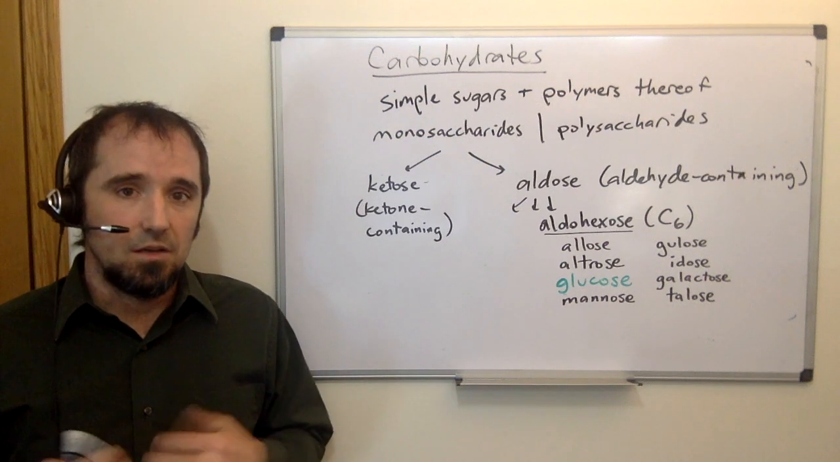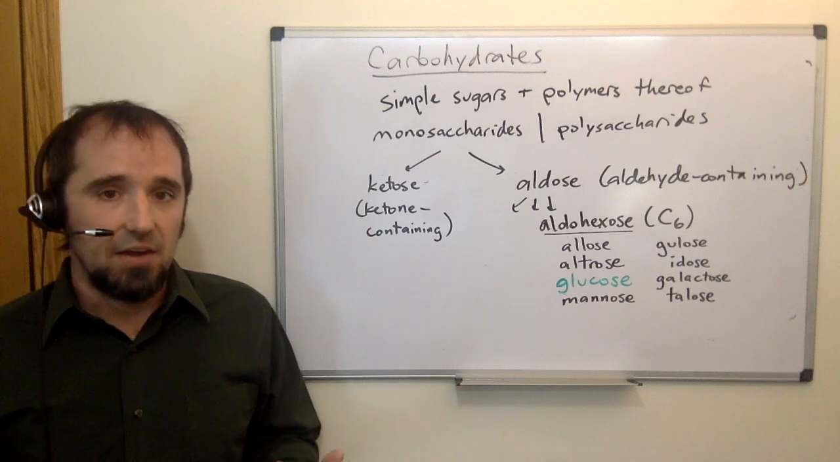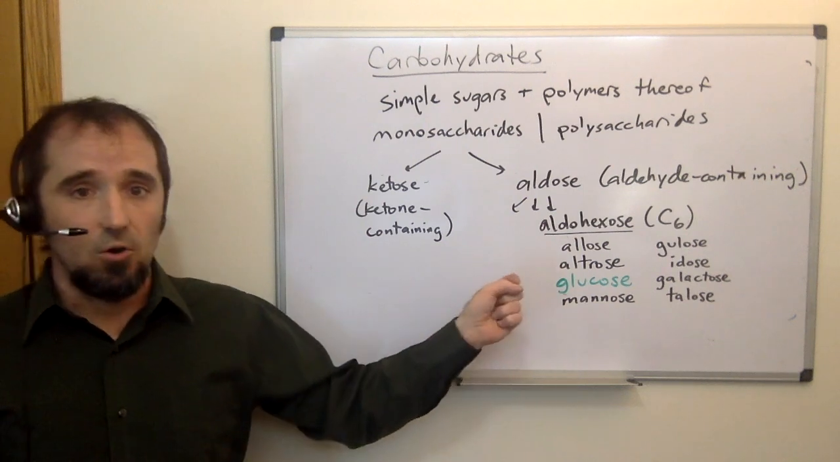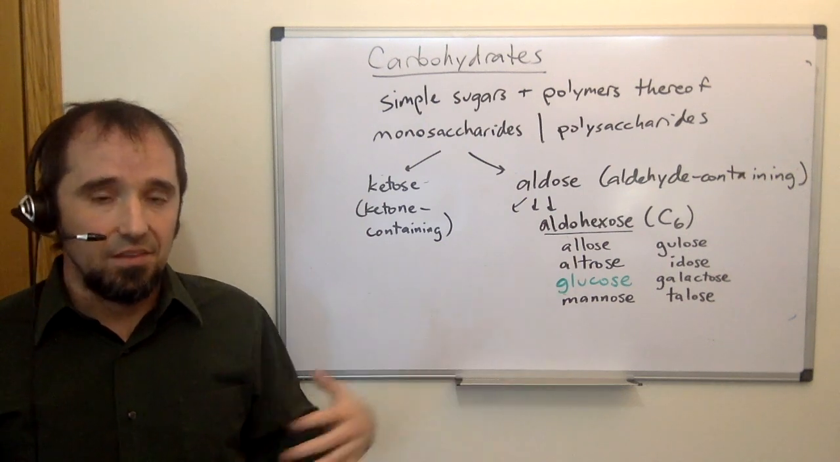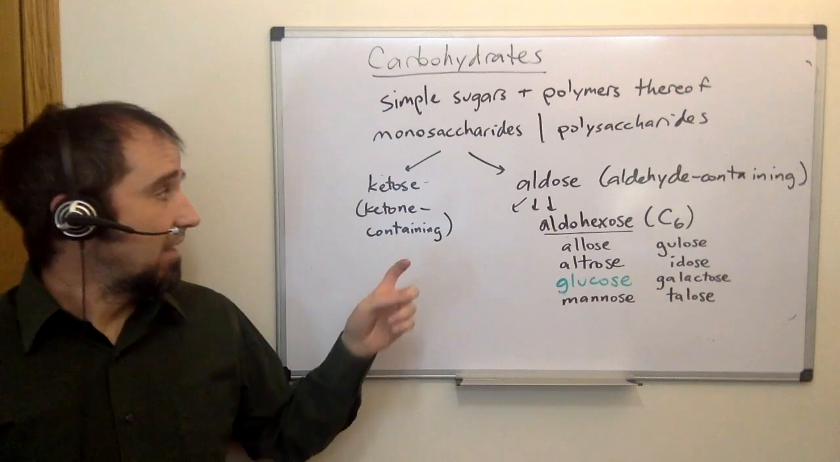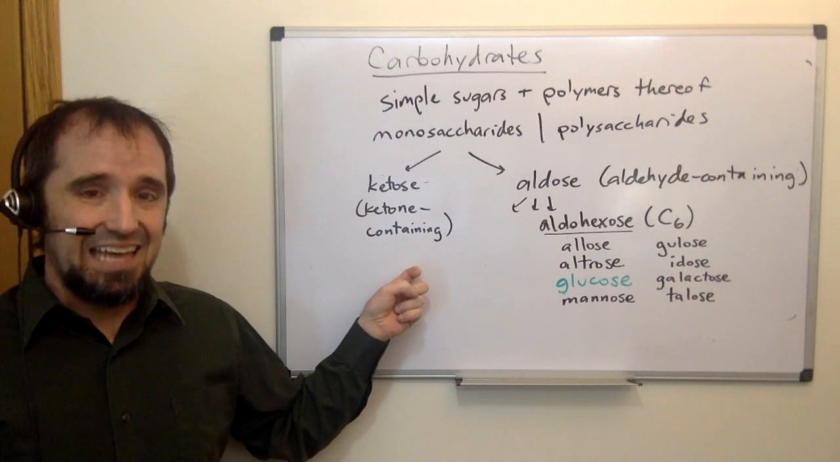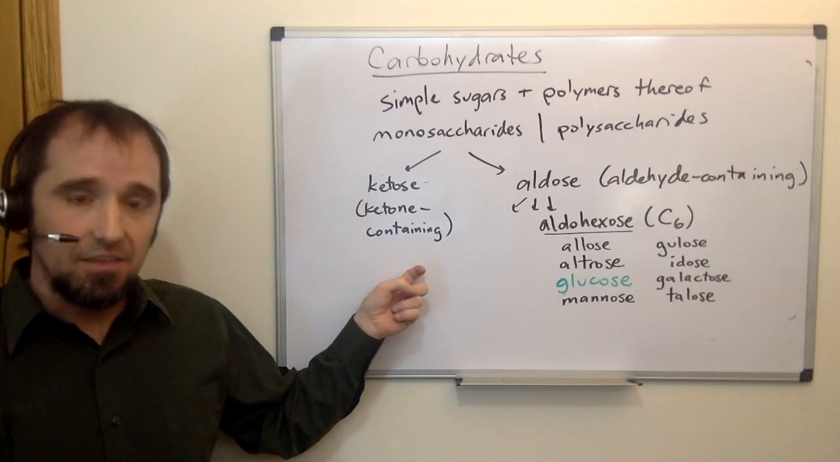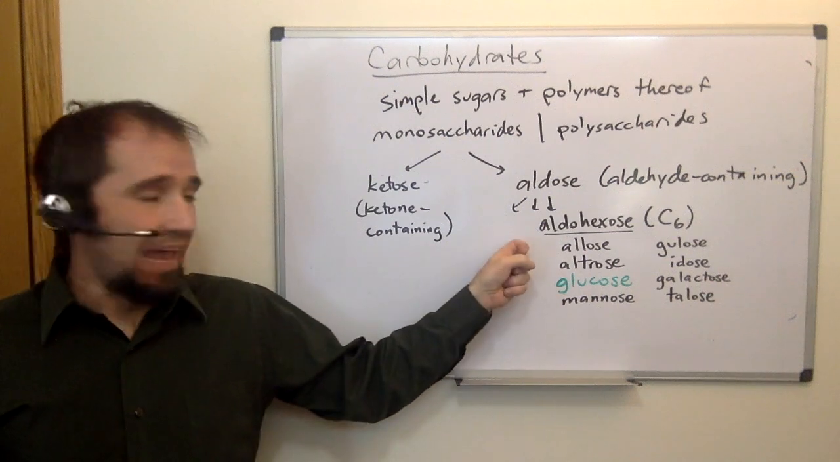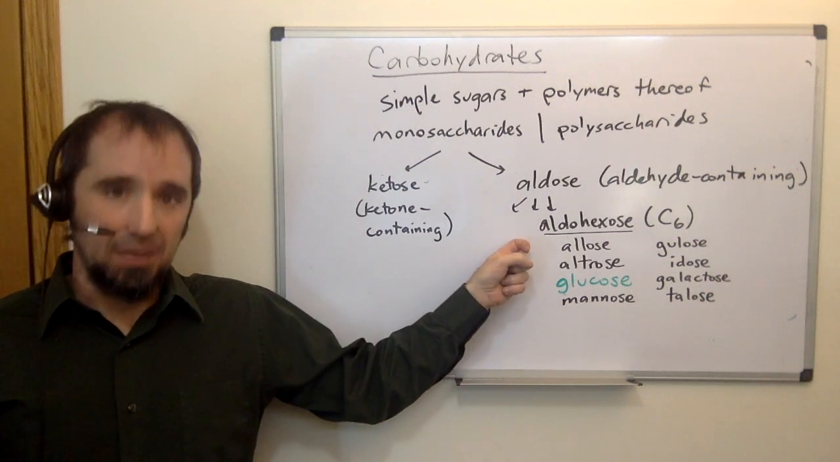So we can classify most monosaccharides as either ketoses or aldoses. And the names give a hint of what we're looking at. Ketoses contain a ketone in the chain, and aldoses contain an aldehyde.